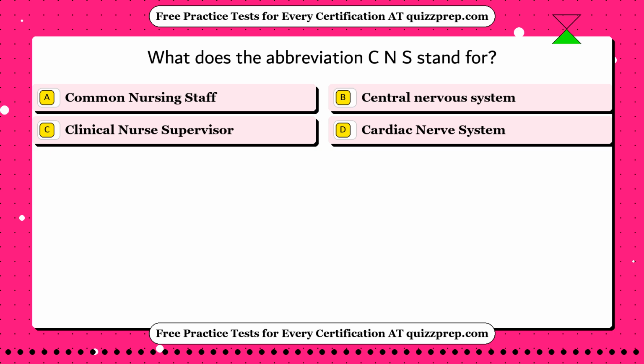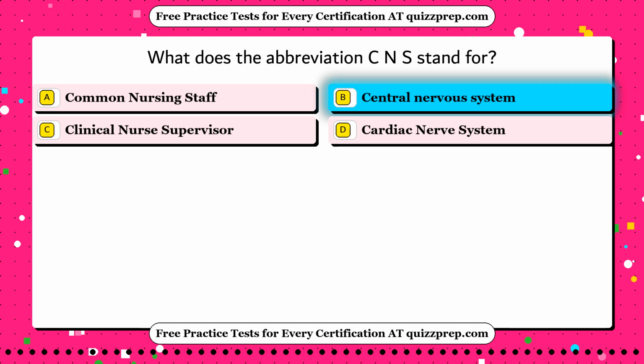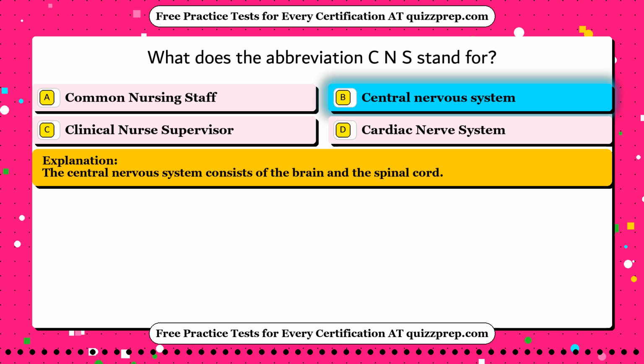Question 29. What does the abbreviation CNS stand for? Option A, common nursing staff. Option B, central nervous system. Option C, clinical nurse supervisor. Option D, cardiac nerve system. The correct answer is option B, central nervous system. The central nervous system consists of the brain and the spinal cord.